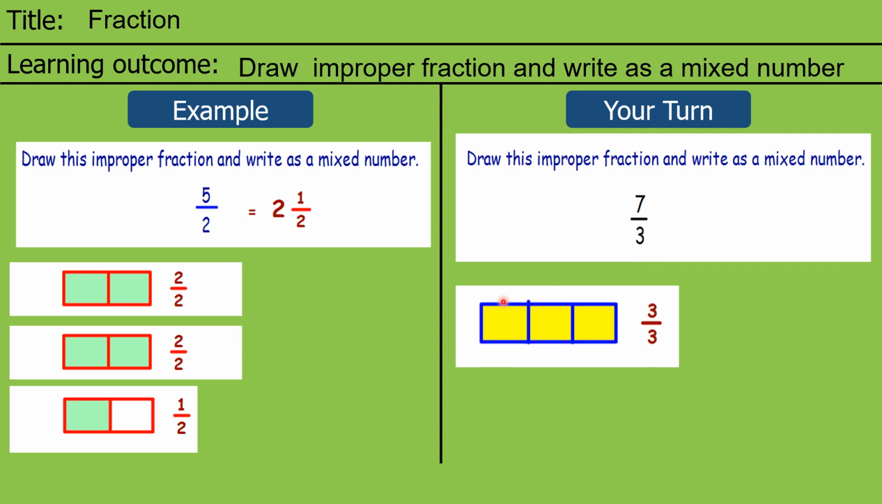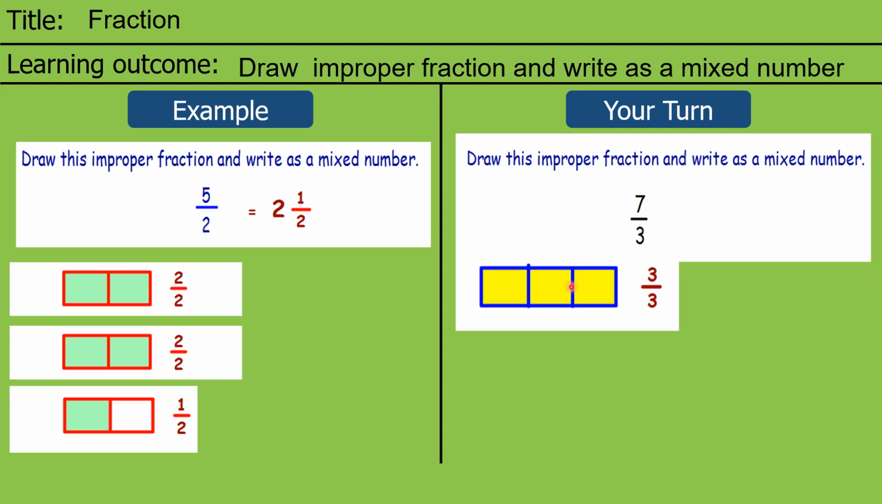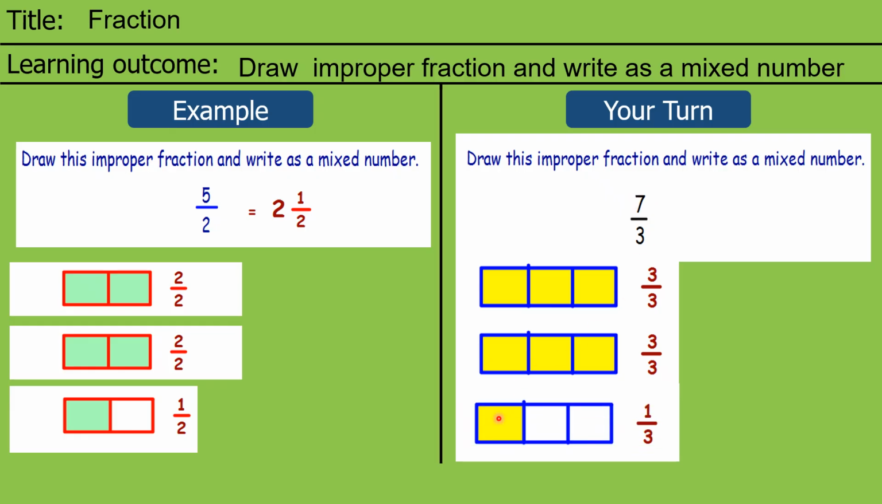So that's my first whole, that is 3/3, and then we have another whole that is divided into 3 parts, and then finally we have 1/3 remaining, so 1 out of 3. So therefore we have 2 wholes and a third. So that is our mixed number.